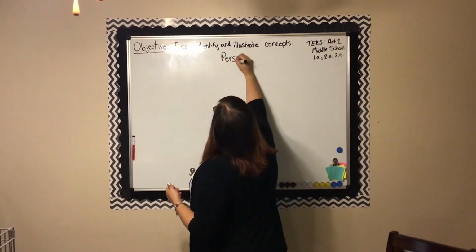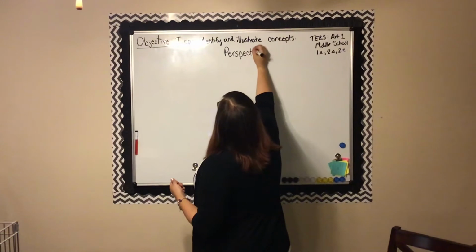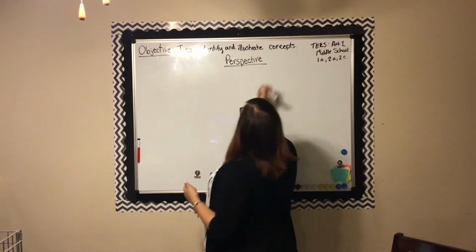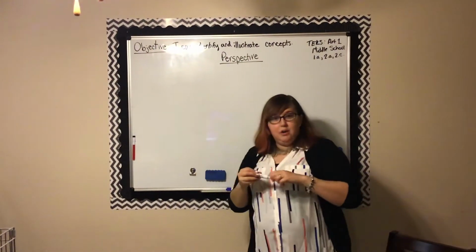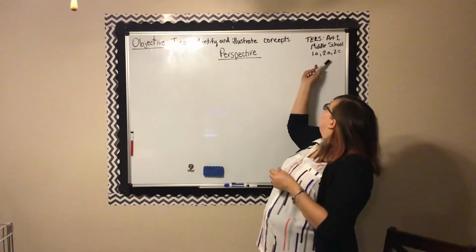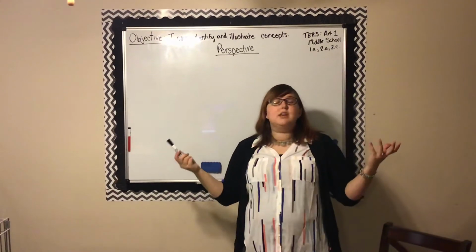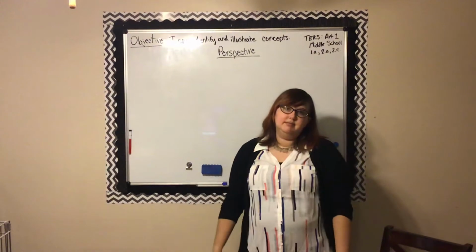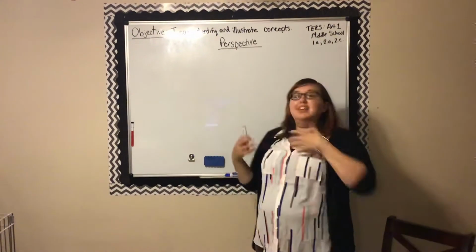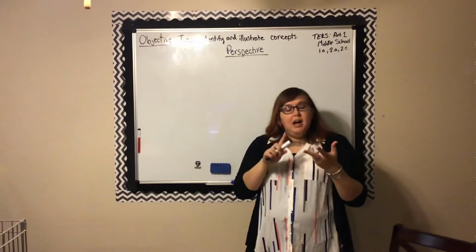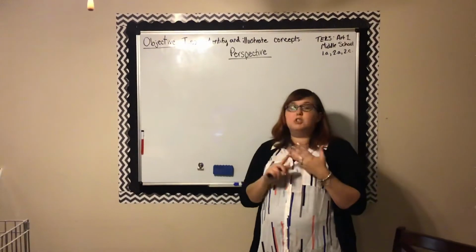Now, we're going to hit a couple of TEKS today because, as you know with the art TEKS, sometimes we can hit more than one. So for Art 1, this class, you're going to hit 1A, 2A, and 2C. It's like you guys are already experts in art, right? No, I'm just kidding. So today you're going to need a piece of paper, a pencil, and a straight edge.